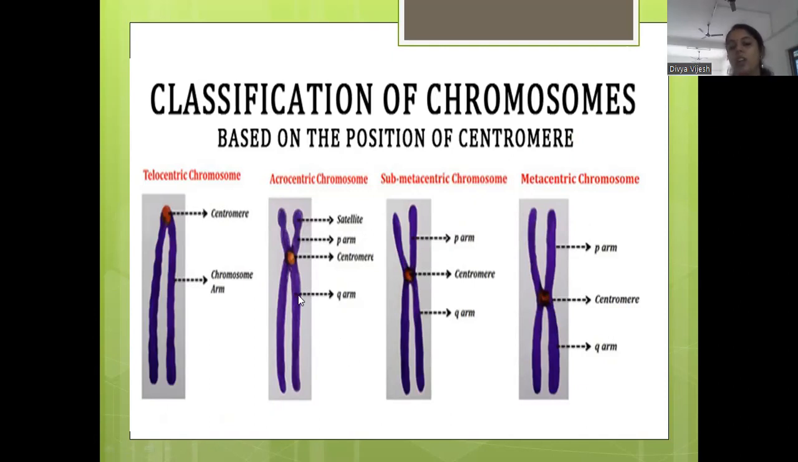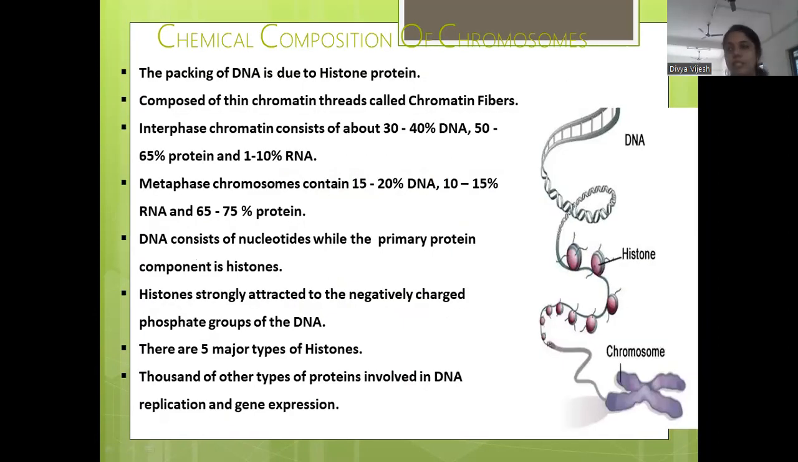It is more close to the terminal part. And in the telocentric chromosome, it is in the terminal part. Okay, that is the telocentric chromosome. So according to the position of the centromere, we can classify them into metacentric, submetacentric, acrocentric, and telocentric chromosomes. And what is the chemical composition of these chromosomes?